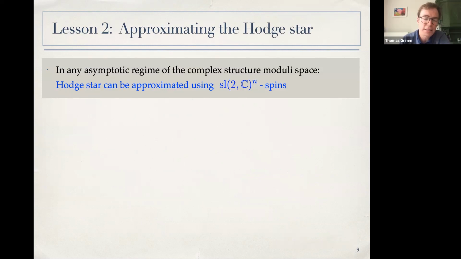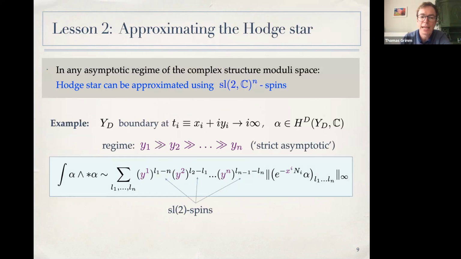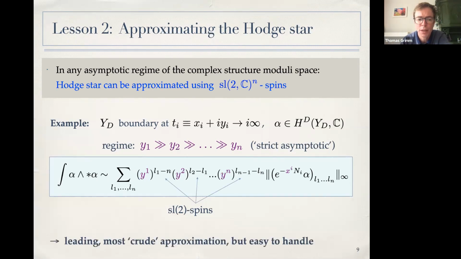Now, the second lesson we learned is that it can be useful to directly approximate the Hodge star near the boundary. And in fact, the approximation of the Hodge star is given by the SL2 spins. This is another result from asymptotic Hodge theory, namely that the Hodge star of a form can be approximated in this way if you go to this limit where these y's are very large, so they are close to this boundary point. This is a very crude approximation, but it's extremely easy to handle, because you're just dealing with algebraic polynomial equations. So if you're looking for vacua, as I will discuss later on, you just have to solve polynomial equations, and that's very easy for a computer.